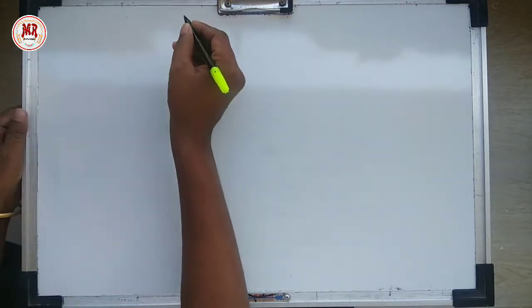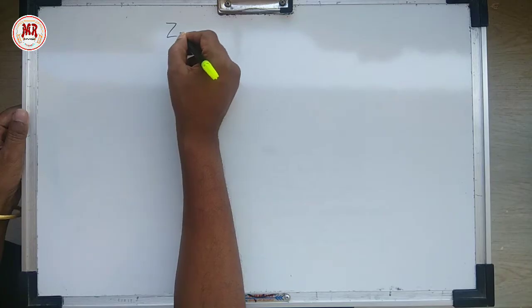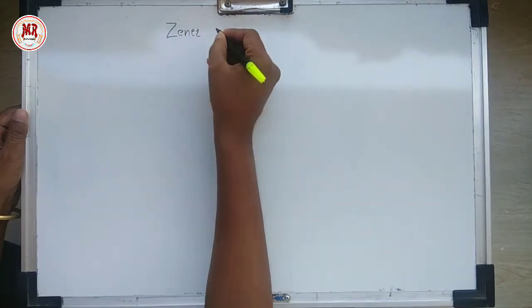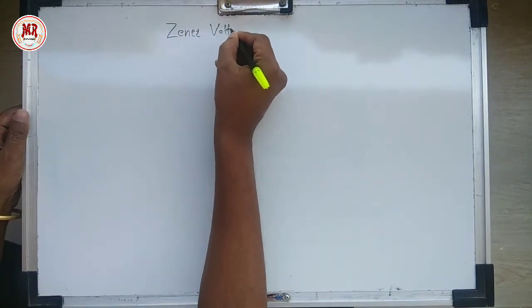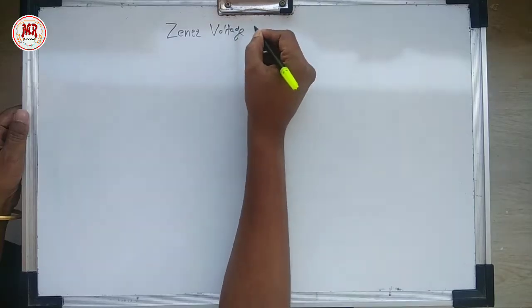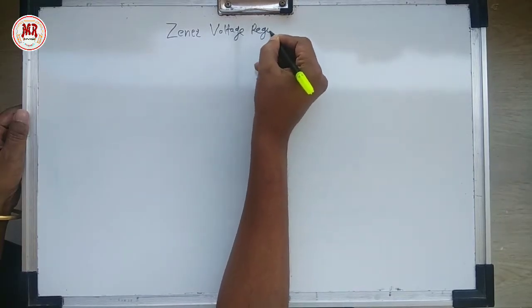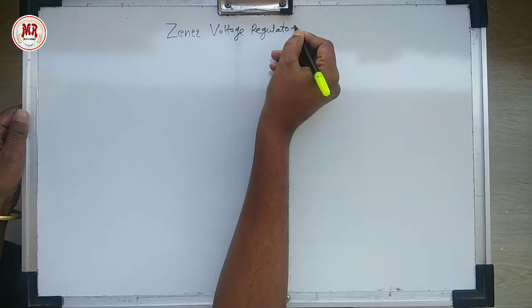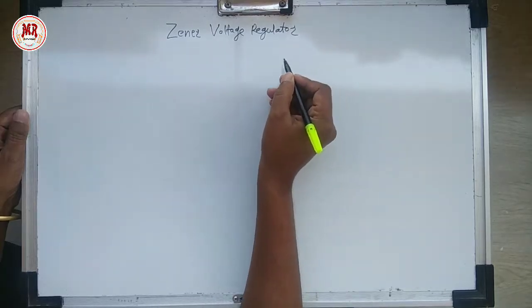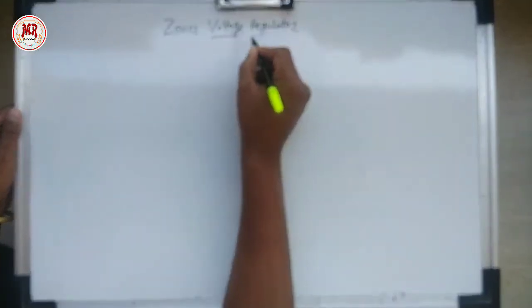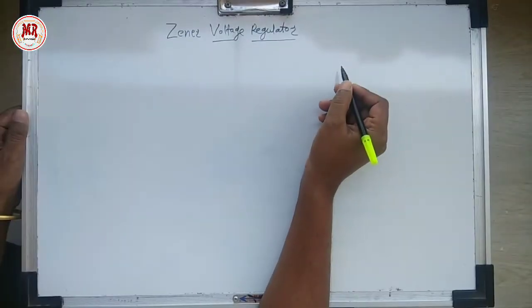The topic covered today is Zener Voltage Regulator. Voltage regulator is the device which is used to provide constant voltage irrespective of changes in the input voltage. Say if we use a voltage regulator of 5 volt, it's supposed to provide the constant 5 volt irrespective of changes in input voltage.